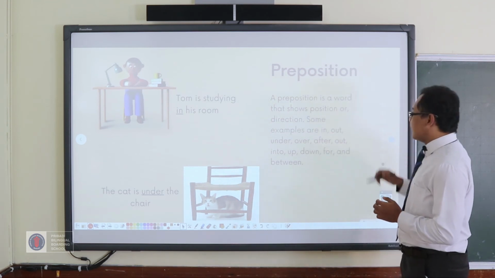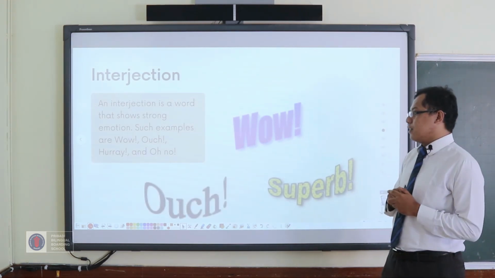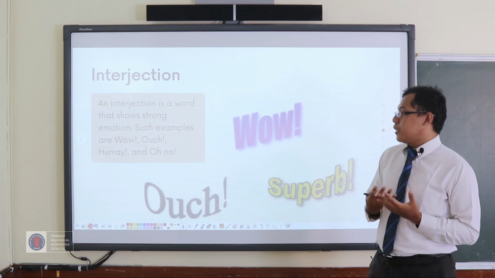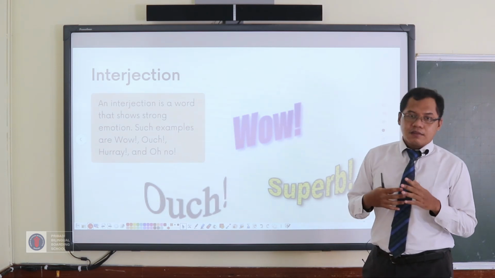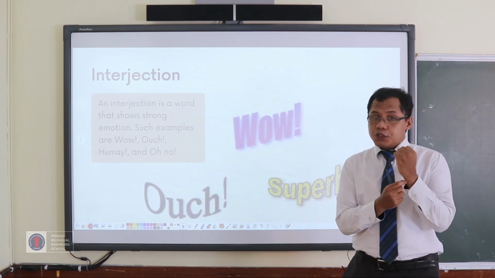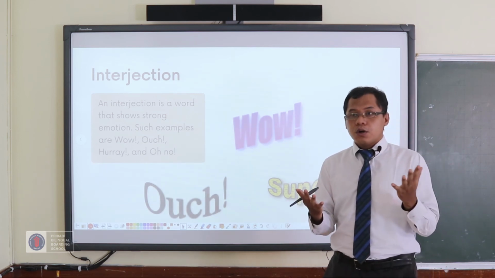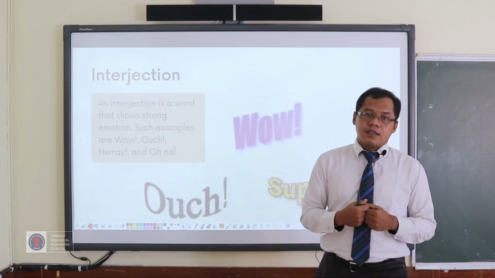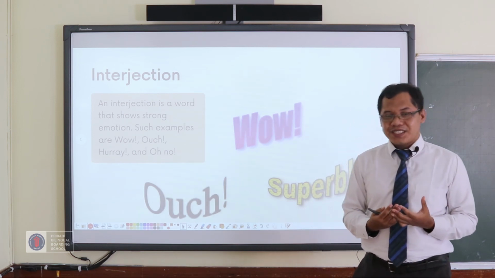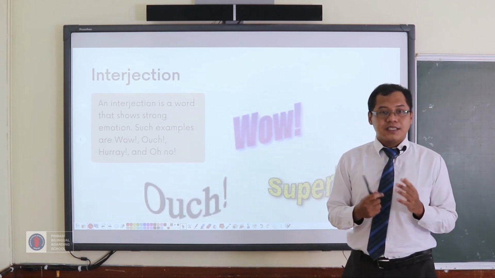Okay. And the last one, or the last part of speech is interjection. Yeah? Well, an interjection is a word that shows strong emotion. There are a lot of examples of interjections. For example, when someone pinches you, you'll probably say like, ouch! Some words like ouch, or wow, or superb, that show strong feeling or strong emotion, are called interjections.